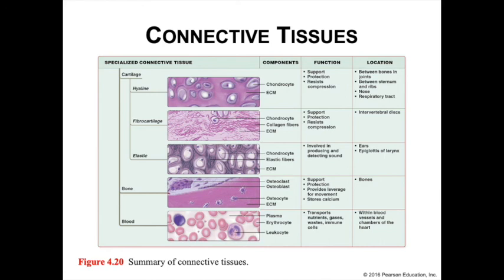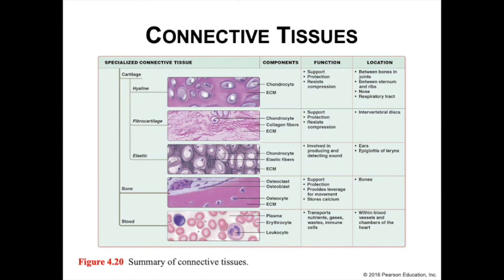Fibrocartilage makes up our intervertebral discs along our vertebrae. Elastic cartilage is usually what we're a little bit more familiar with. That's making up things like our ears. So when you can bend your ear, it still has good support to it, but it's made up of that elastic cartilage. Bone. We're going to talk a lot about bones.